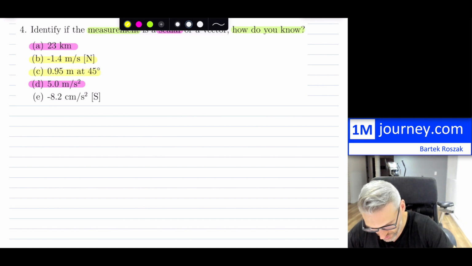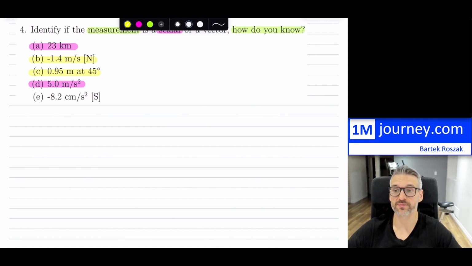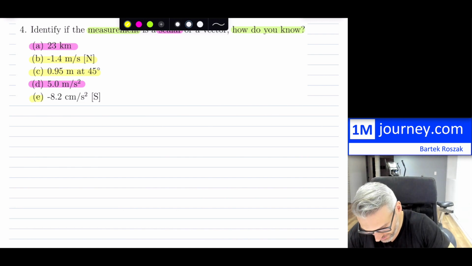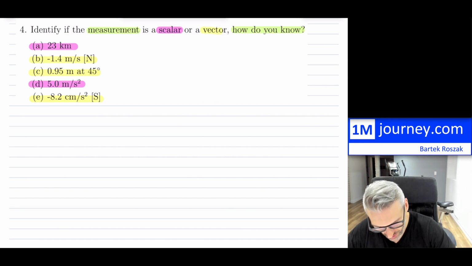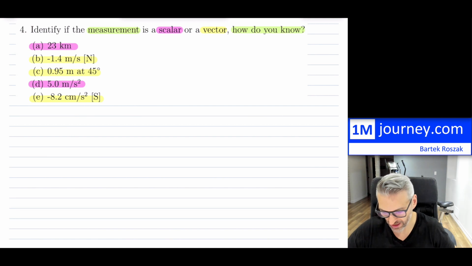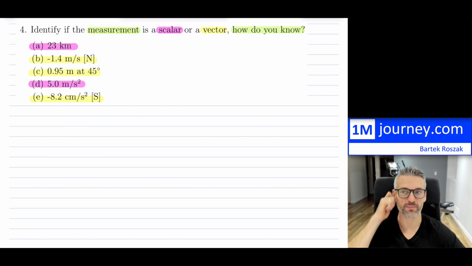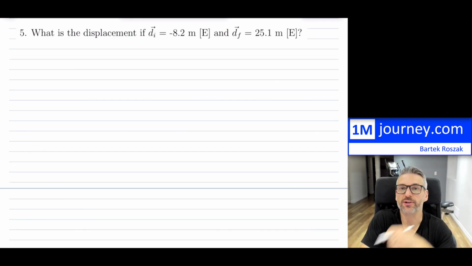This is a vector, so it says at 45 degrees. Okay, so that's what we have there. And then this is a vector because there's a south attached there. So that's how you would tell that it's a vector, or a scalar if you are given some kind of a measurement.